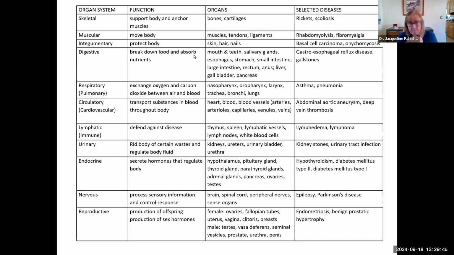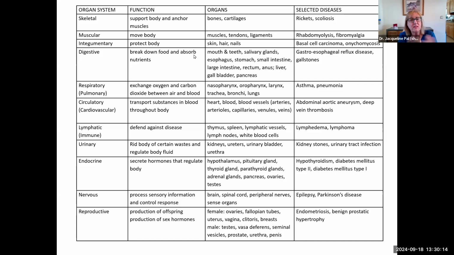Integumentary system, go ahead and say that, integumentary system. It protects your body. This is your skin. It also includes your hair and your fingernails and your toenails. And so basal cell carcinoma, which is the most common skin cancer. I know you thought it was melanoma, but it is not. And onychomycosis, really, really common. And I know you've probably never heard of that word.